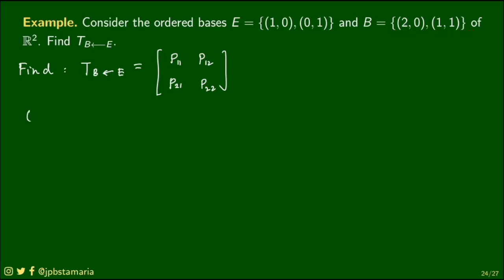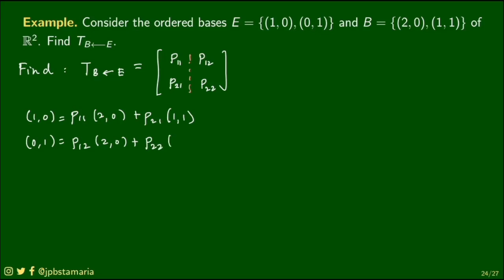That means that if I write 1, 0 as a combination of the new basis vectors, the first column will be the coordinates, meaning P11 (2, 0) plus P21 (1, 1). And then the second column should be the coordinate of the second vector. So P12 (2, 0) plus P22 (1, 1).